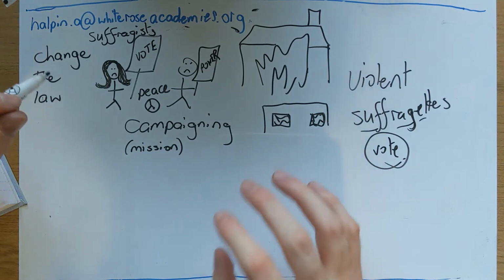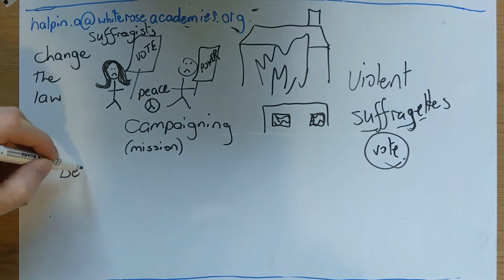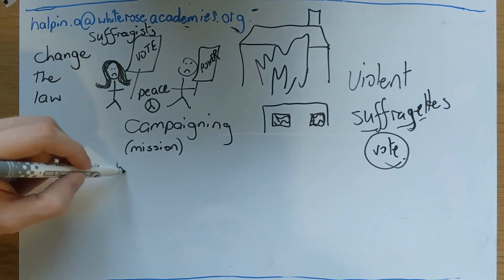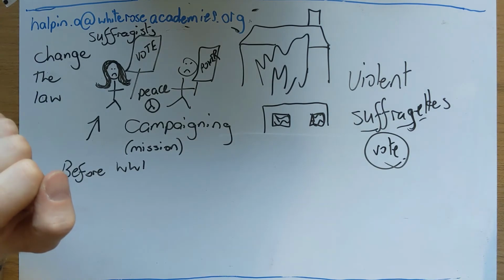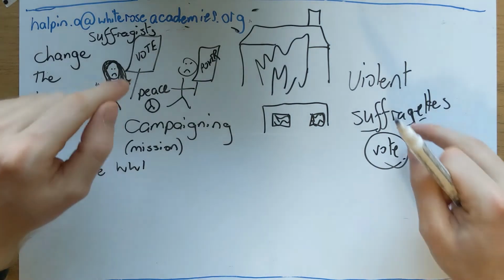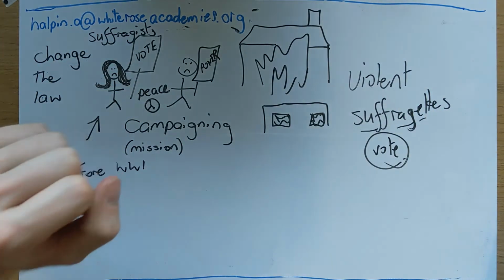Now, this was just before World War One. Now, World War One happens. Okay, time of emergency. What would you do if you were the suffragists or the suffragettes? What would you do?